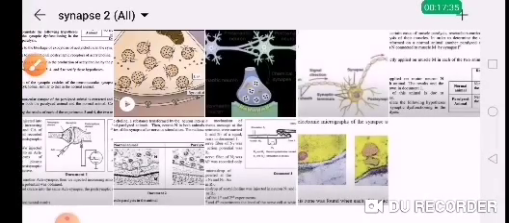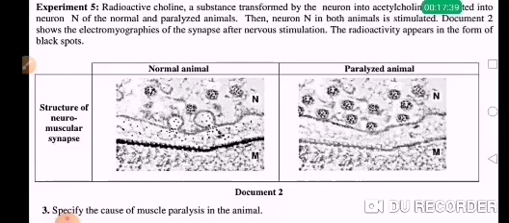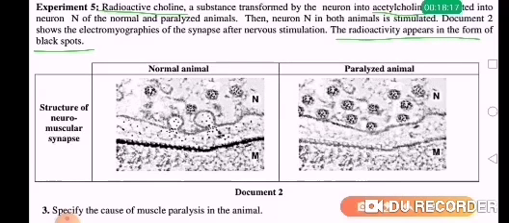For the third part, you have to read also the experiment, and I will explain the answer. Specify the cause of muscle paralysis in the animal. After making this experiment, we are now able to specify the cause of the paralysis. Radioactive choline is injected, and this leads to the synthesis of acetylcholine that will be radioactive. Radioactivity appears in the form of black spots. So everywhere you find black spots in the results, you can speak about acetylcholine.